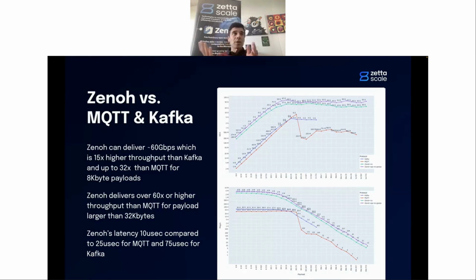Throughput here, we peak at 60 gigabytes per second, and you're seeing that MQTT is peaking at 8 gigabytes and Kafka at 5. And in terms of latency, Zenoh has a latency of 10 microseconds compared to 25 microseconds for MQTT and 75 for Kafka. And if you think about how you can have queries that are executed on distributed storages, you can think of Zenoh as a Kafka for edge computing, or at least this is one of the use cases.